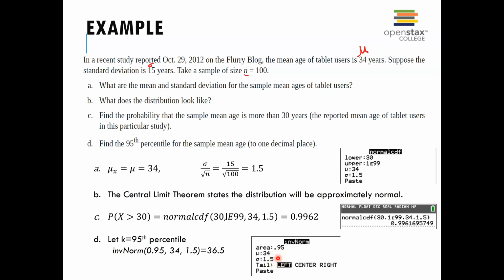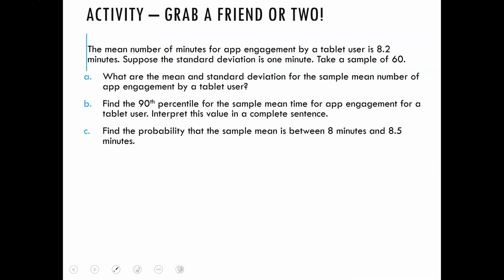Now, this area is always to the left, remember? So we always select left. If your calculator doesn't have that as an option, you don't have to worry about it. And so that gives us our 36.46, or that 36.5 that we're seeing there for our solution.